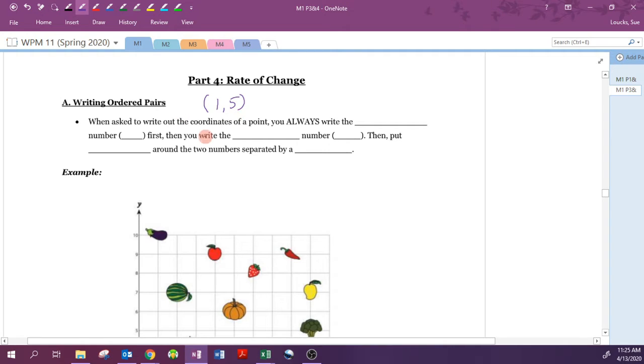When you write out the coordinates of a point, you always write the left-right number first, which is x, the x value, so the side to side, and then you write the up and down number, the y value. And then you put brackets around the two numbers, separated by a comma. So that's where we get the (1, 5).